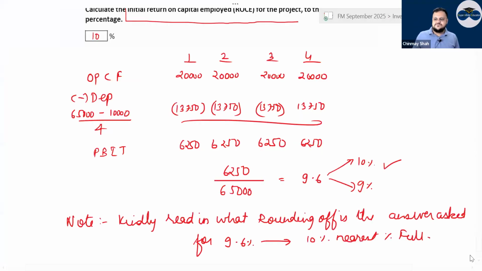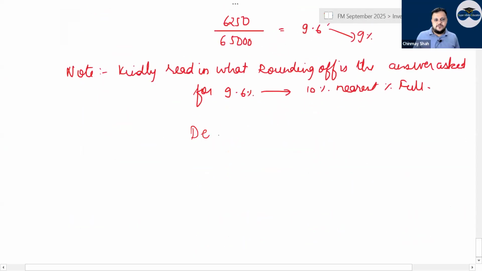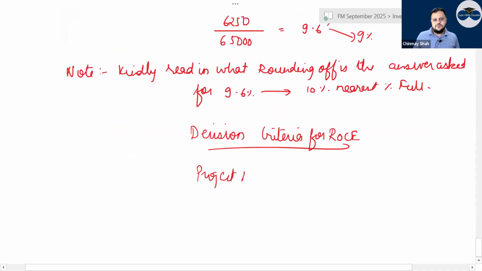Write down the next heading: decision criteria for ROC. So I have project A and project B. ROC of project A is 12%, of project B is 16%. Which project will you select? Tell me, A or B?